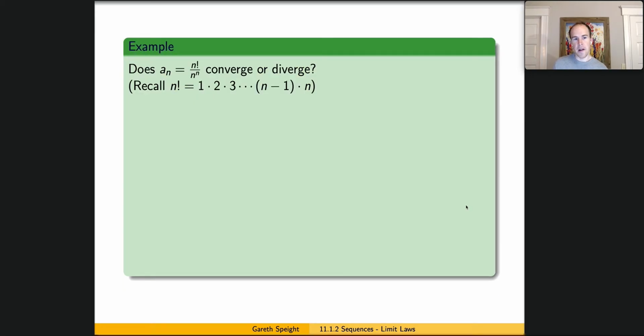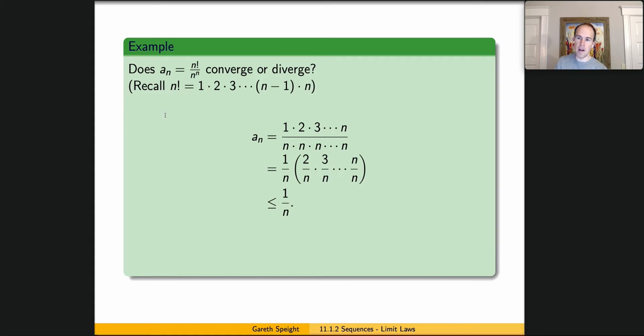Okay, maybe another example is, does a_n equals n factorial divided by n to the n converge or diverge? So remember, n factorial is a product of the first n whole numbers. So clearly both the top and the bottom are huge numbers, right? N factorial is huge, n to the n is huge. So we're going to have to understand what's going on because it's infinity over infinity. And n factorial does not come from a function, so you cannot use L'Hopital's rule or anything like that. So we have to use a comparison or the squeeze rule.